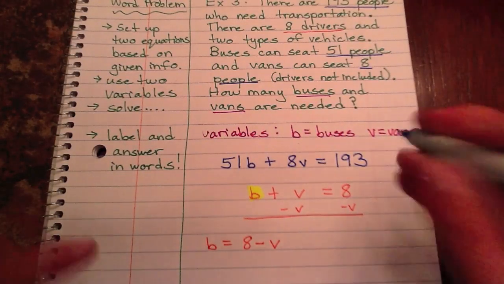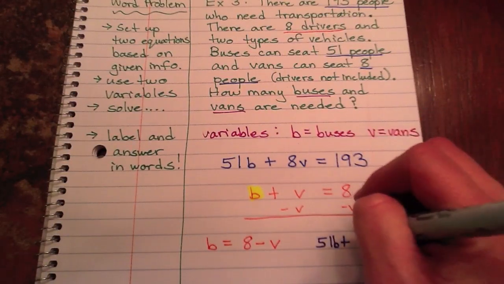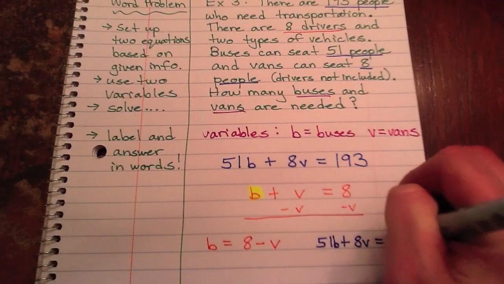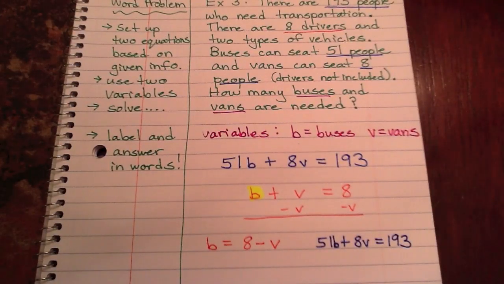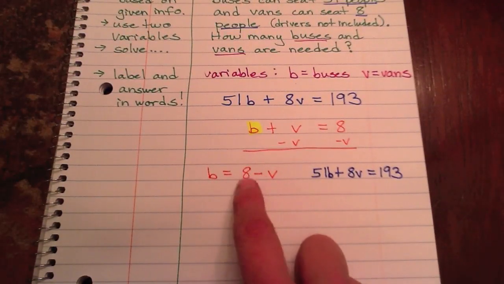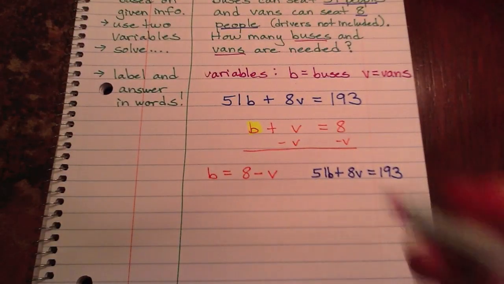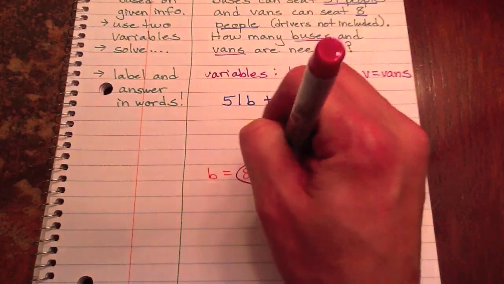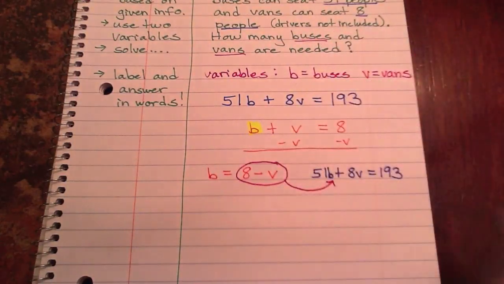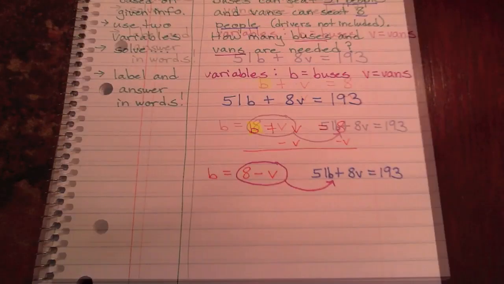My other original equation was 51B plus 8V equals 193. There's my 2 equations. This one is the isolated variable, so I can substitute that in for B over there. If you want to go ahead and try it on your own from here, you can. If not, then just follow along with me.